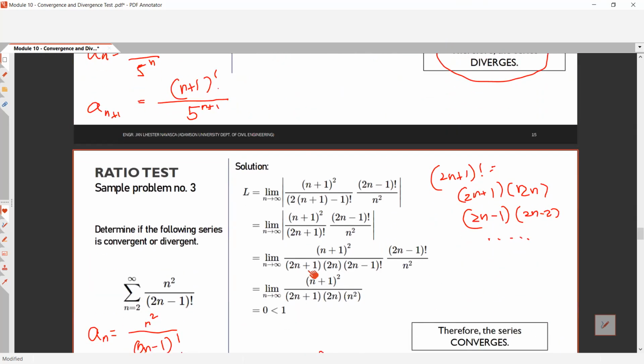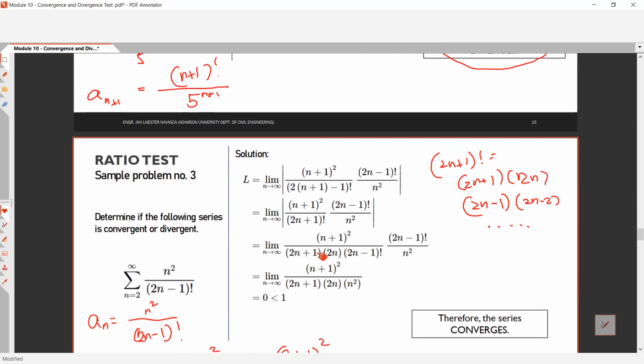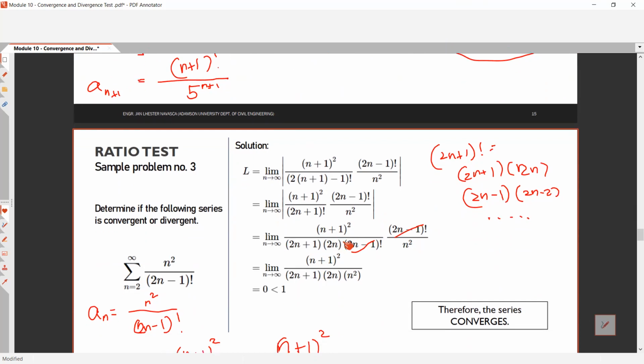So that is n plus 1 squared over 2n plus 1, 2n minus 1 factorial, times 2n minus 1 factorial over n squared. You now have 2n minus 1 factorial and 2n minus 1 factorial, so you can cancel this out. Pwede mo na siyang i-cancel out. Therefore, you now have n plus 1 squared over 2n plus 1 multiplied by 2n multiplied by n squared.